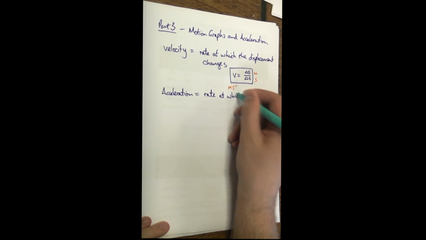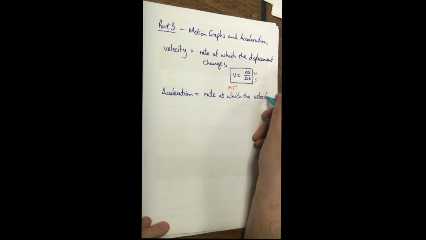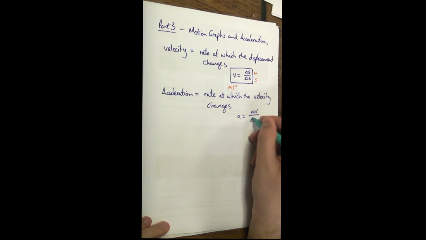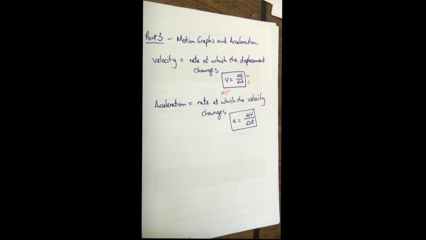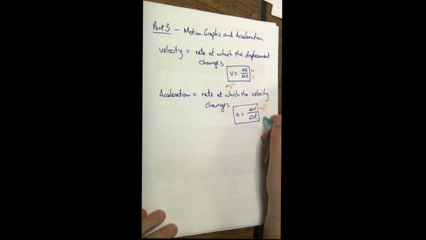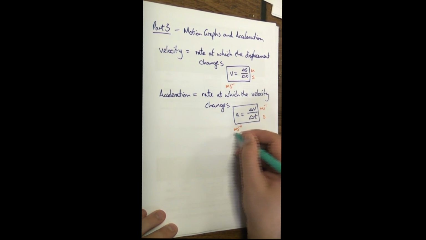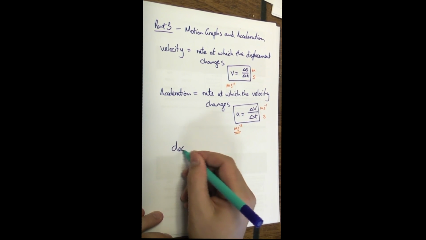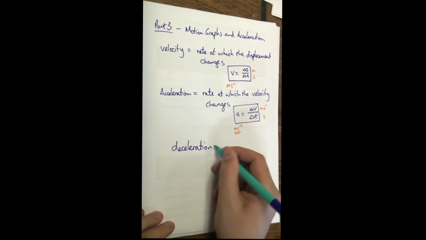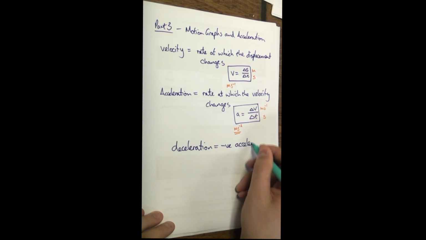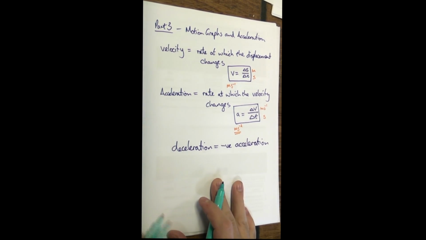Acceleration is the rate at which the velocity changes. The equation for that is acceleration equals delta v over delta t. Now, the units of change in v is meters per second divided by seconds, so the acceleration is meters per second squared. Now remember, deceleration is just negative acceleration.